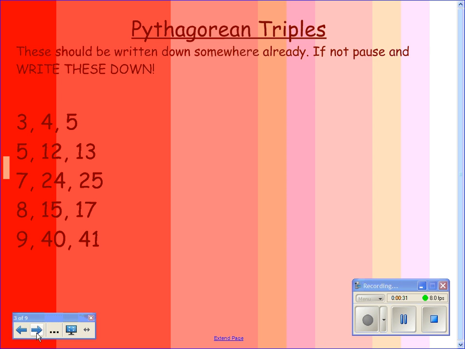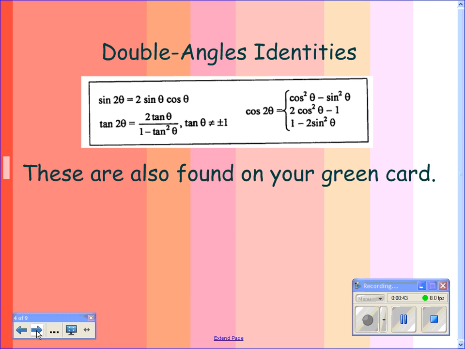All right, remember to have your Pythagorean triples written down. You'll need to know these for this section again. So if you don't have them written down, write them down for the 4th day in a row.